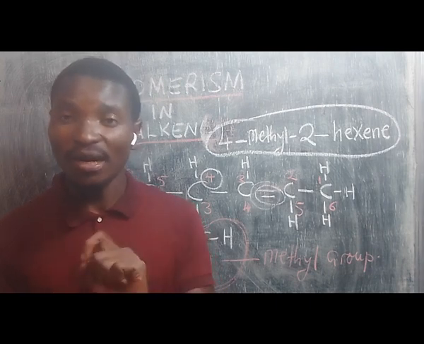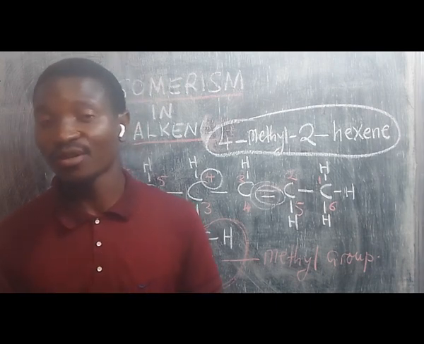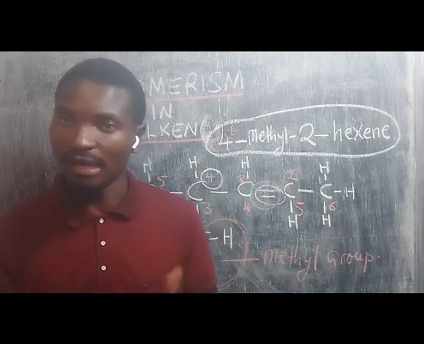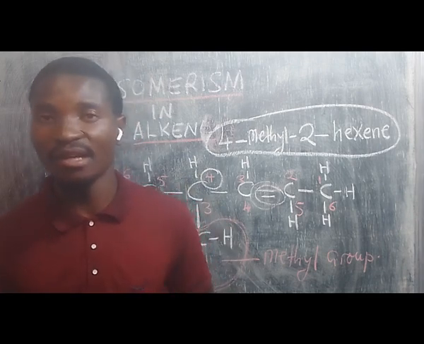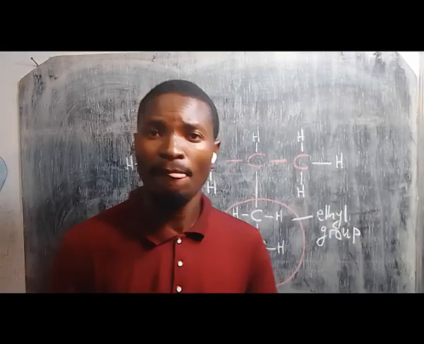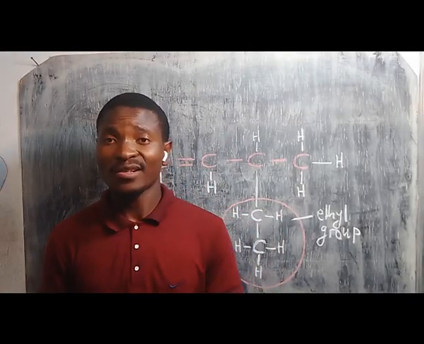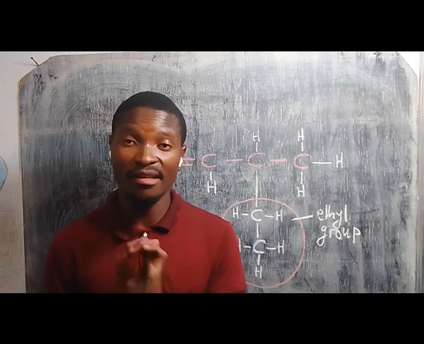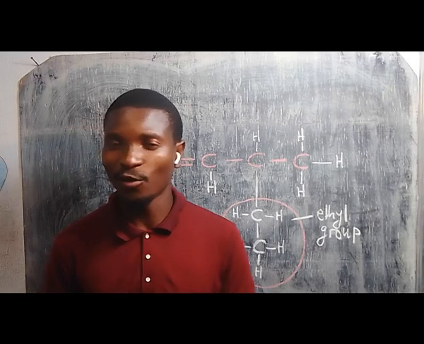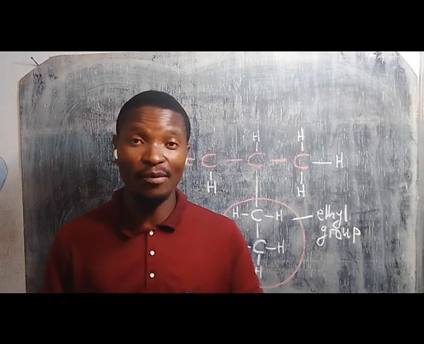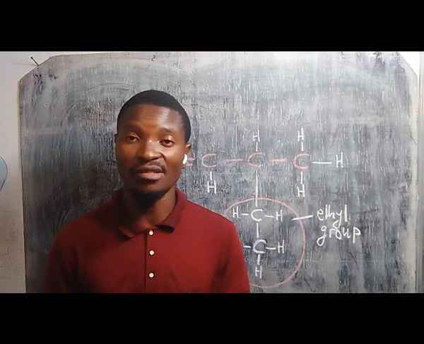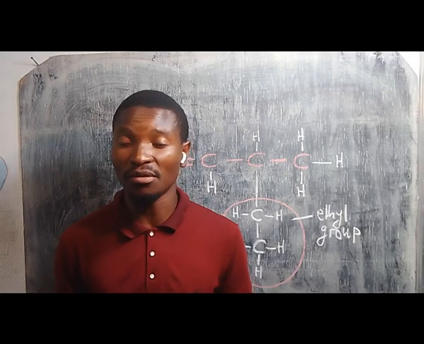So let's look at the last example, to dig deeper and understand how you can name another isomer. Welcome to this second example about isomers in alkenes. Remember, alkenes are the double bond kind of hydrocarbon, so they are also referred to as unsaturated hydrocarbons.